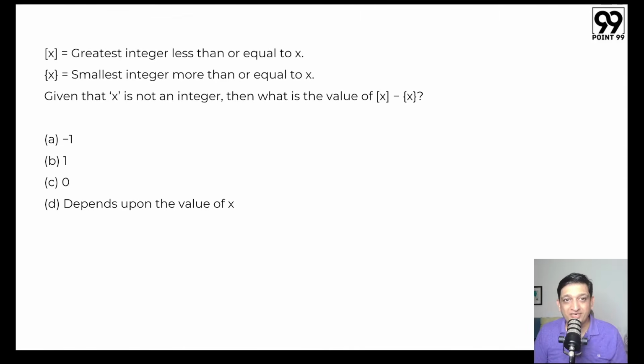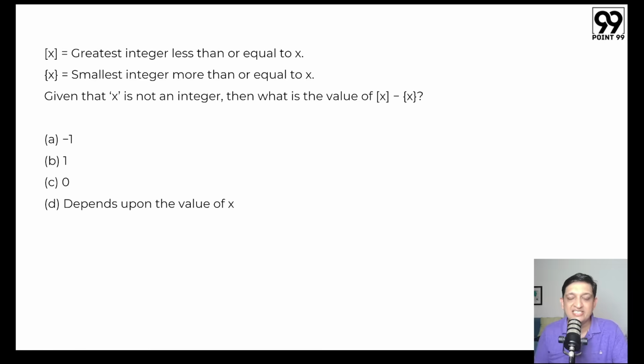So go through the question first and then have a look at the solution that's going to follow. Now, right off the bat, we have two functions that have been defined in this particular question. The first function says square bracket x. The second function says curly bracket x. Now the square bracket x function tells you that it is going to be the greatest integer less than or equal to x.